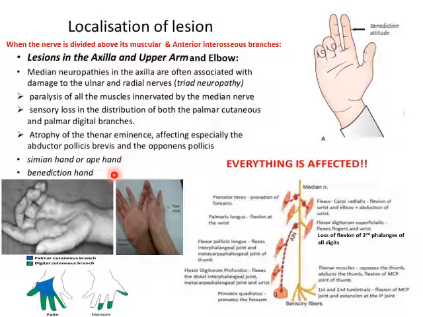And there is this benediction hand, where when a person is asked to make a fist, then the flexion of the index and middle fingers along with thumb is lost because of the paralysis of the lumbricals and the deep muscles of the forearm.